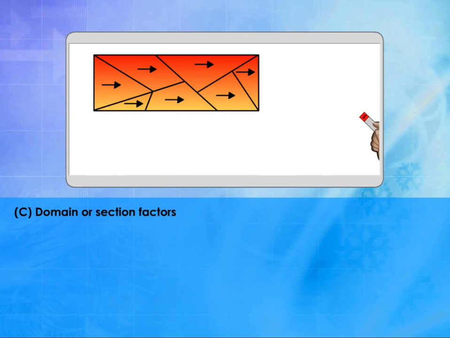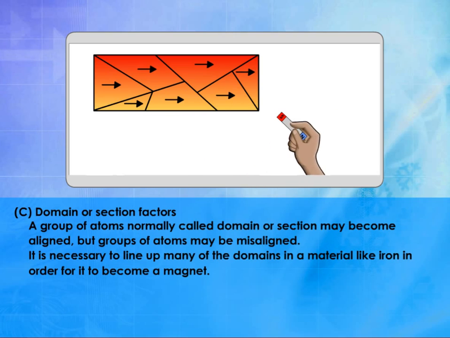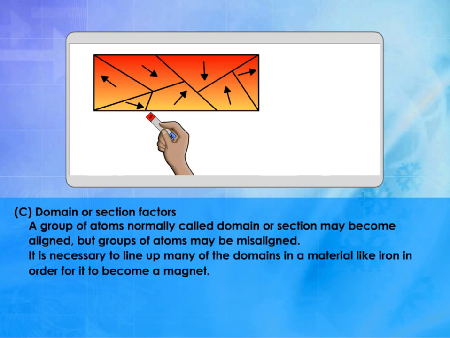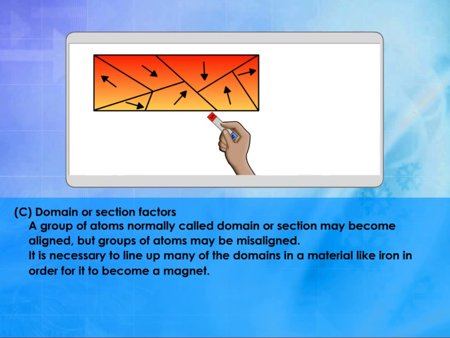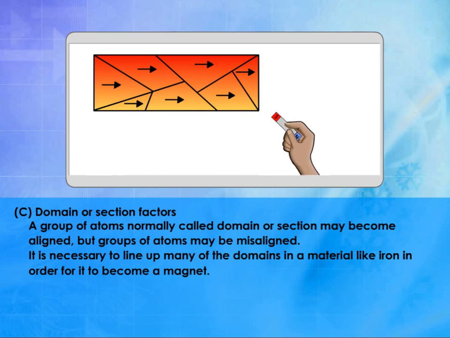Domain or section factors. A group of atoms, normally called a domain or section, may become aligned, but groups of atoms may be misaligned. It is necessary to line up many of the domains in a material like iron in order for it to become a magnet.